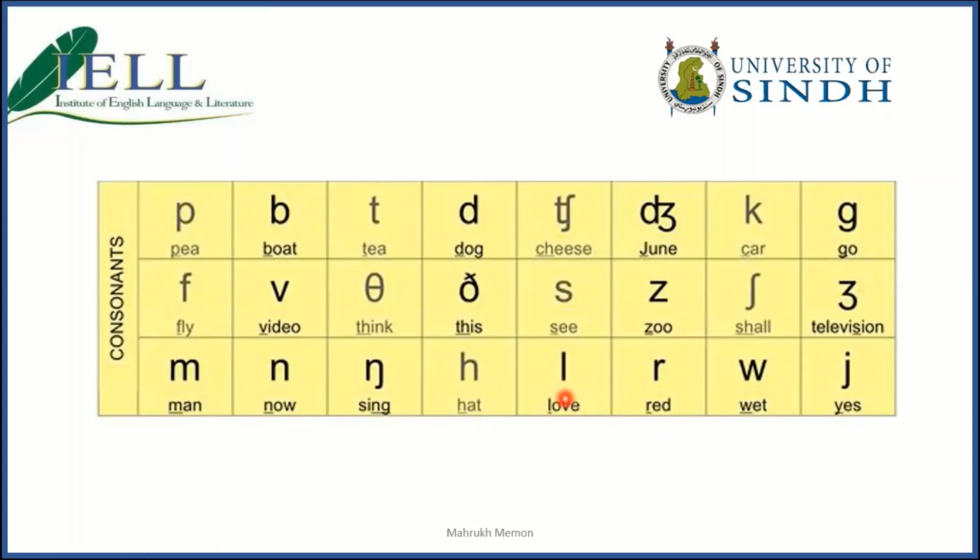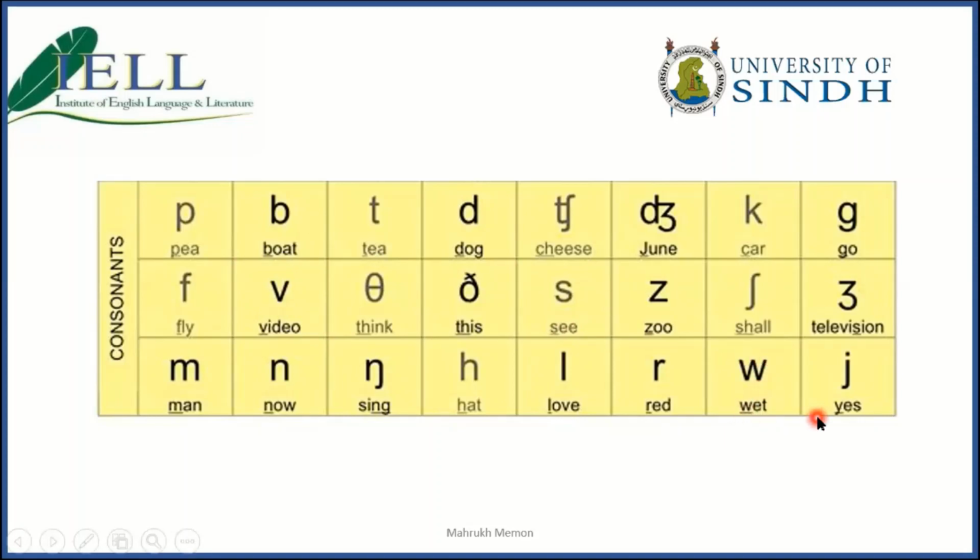Then we have l, like lip, all these words with the l sound. Then we have the r sound. It is again pretty simple. Red, rat, ride, all these words with the r sound. Then we have the w sound. We discussed the difference between w and the other w sound.